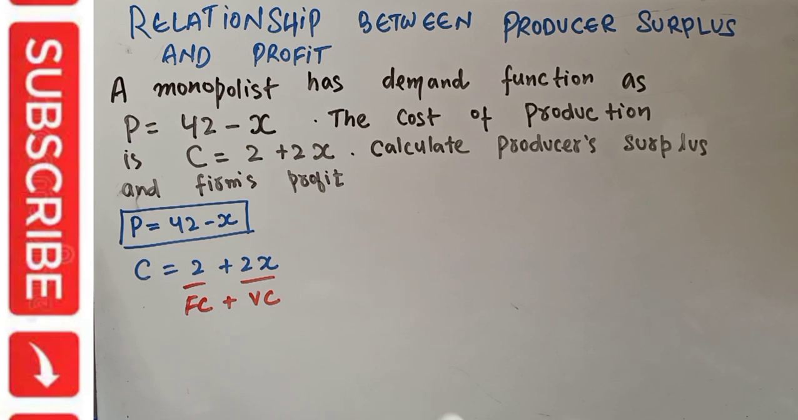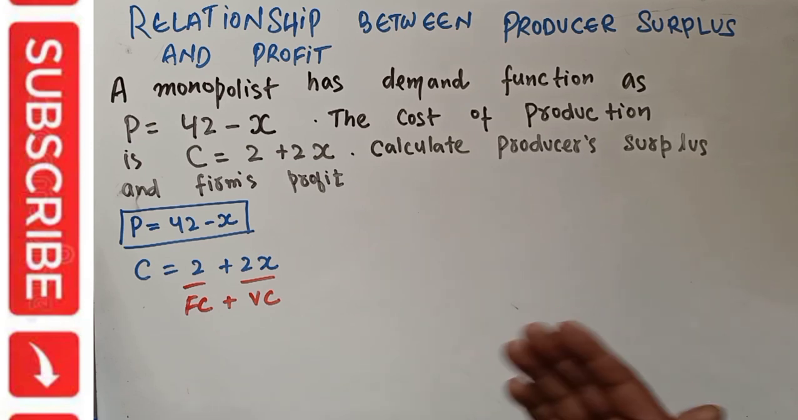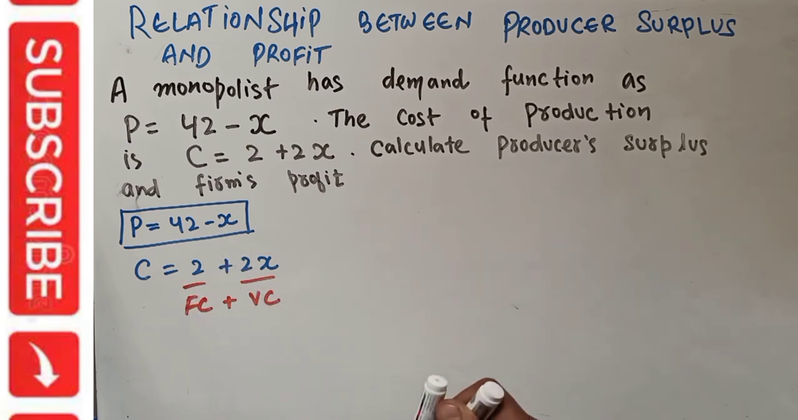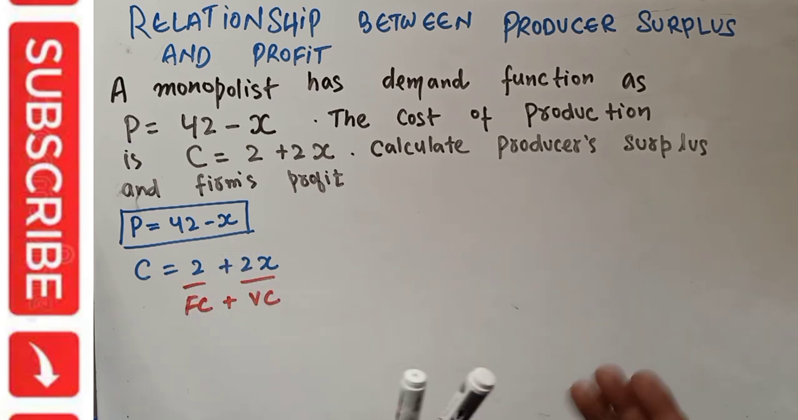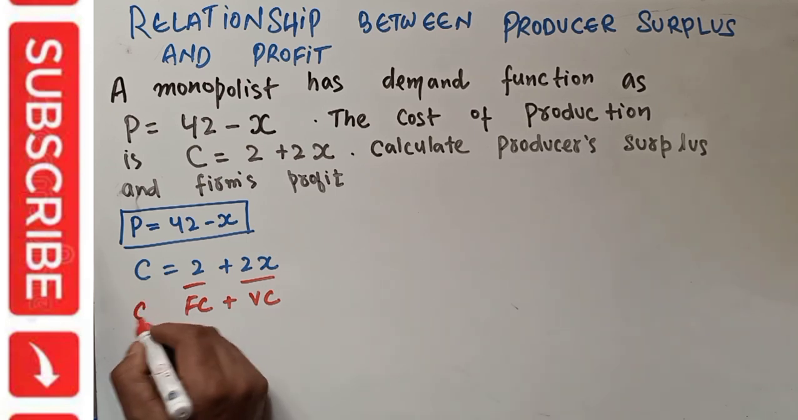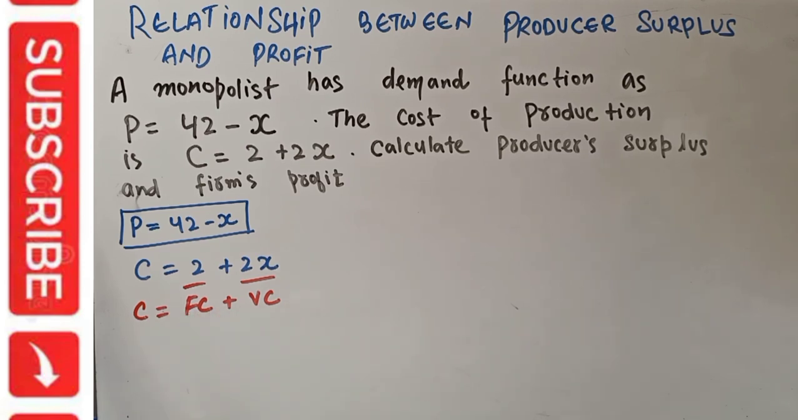Fixed cost is simply that cost which does not depend upon the level of output, whether your output is 0, 10 or any other, it will remain the same. Variable cost changes with the output being produced. So total cost is the combination of fixed cost and variable cost.